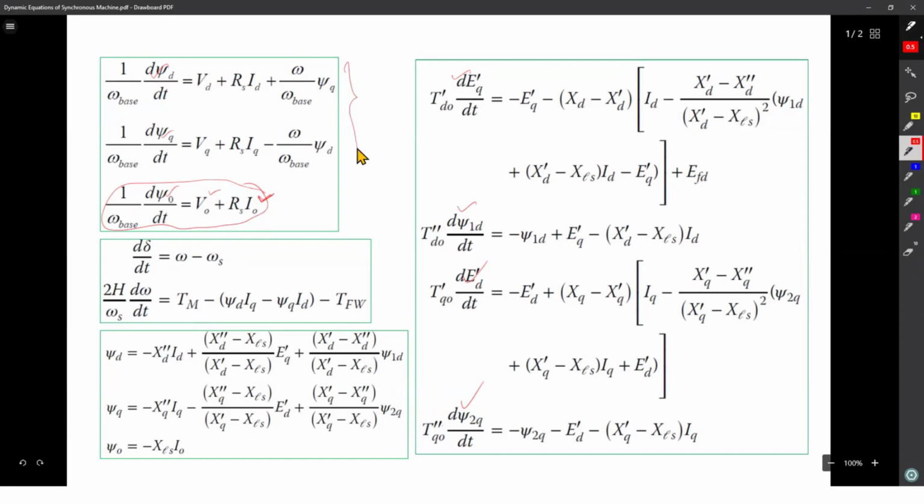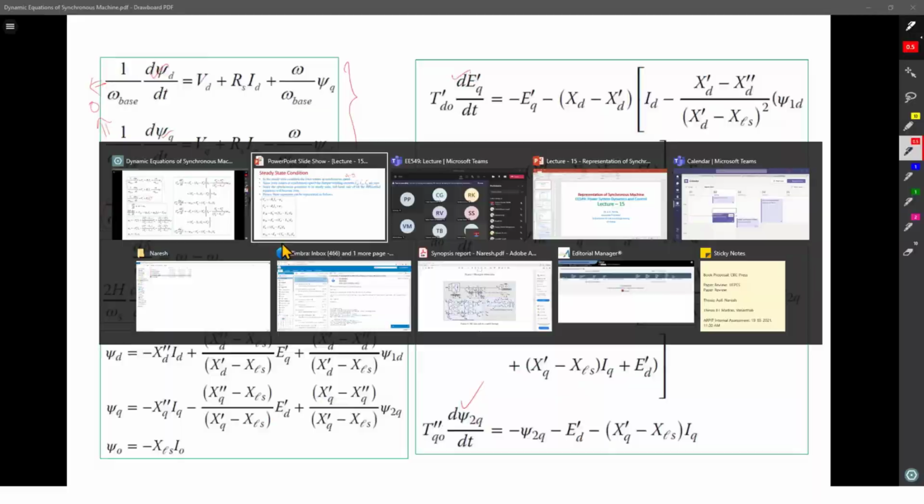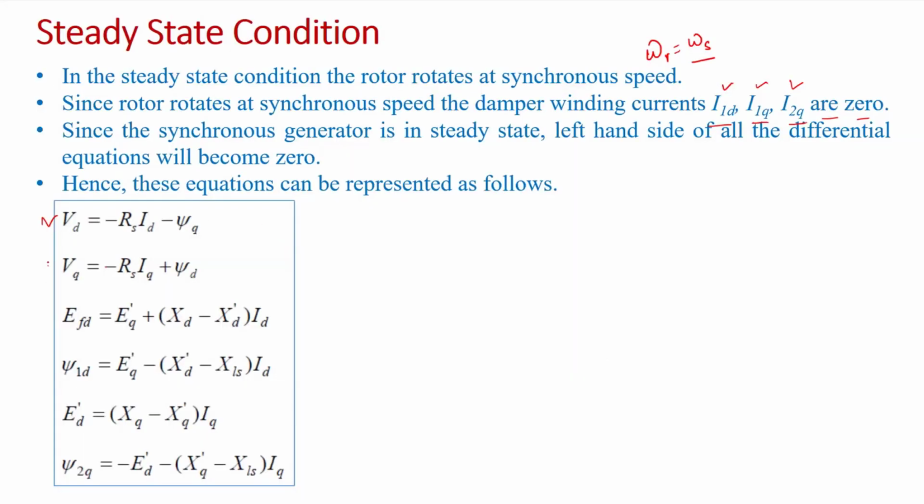Considering these two equations, where the left hand side is zero, we can find the equations for VD and VQ, as mentioned here. VD is equal to minus RS ID minus psi Q, and VQ is equal to minus RS IQ plus psi D. Okay. Then again we'll consider these equations.